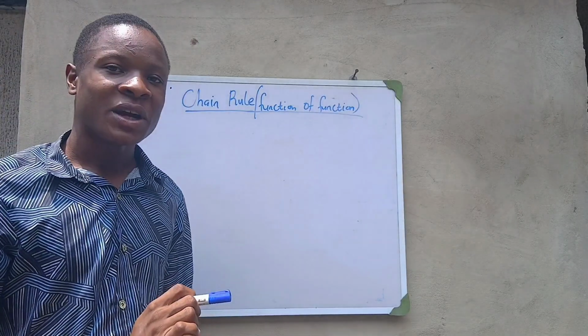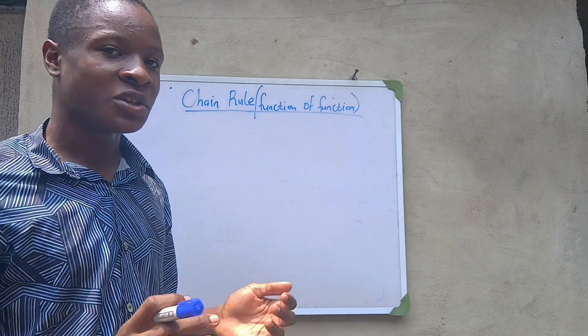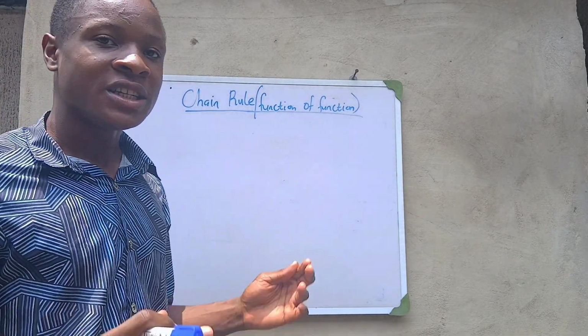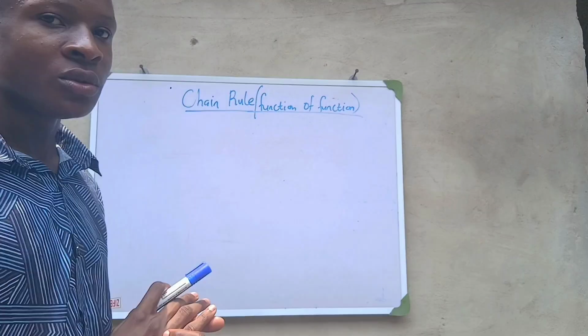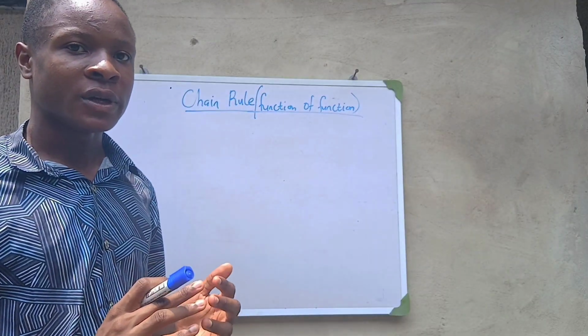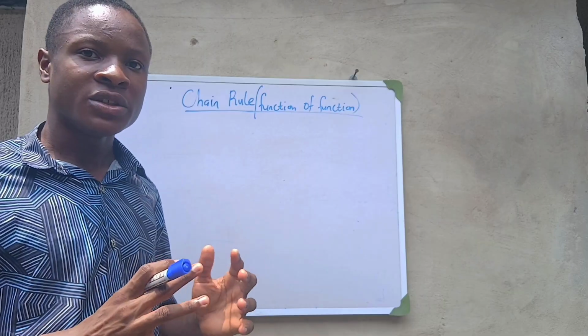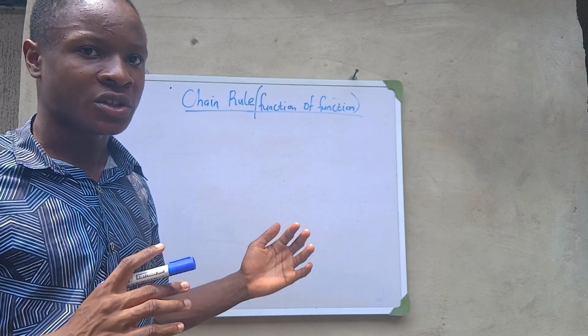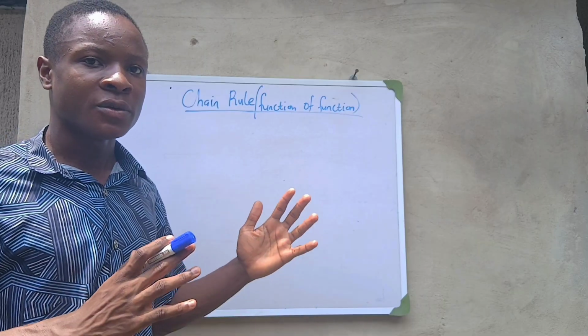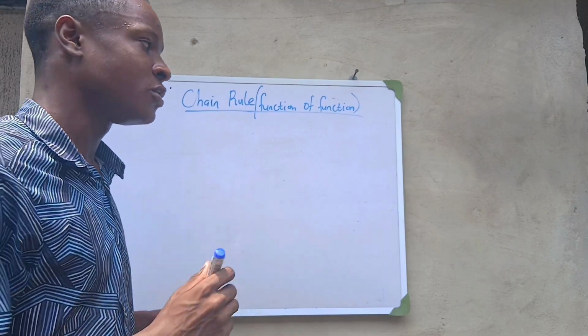So in today's video, we are going to be talking about chain rule, which is also known as function of function. This is another rule of differentiation. It is not used for any kind of function, it's used for a specific kind of function. So when you see this kind of function, you know that you need to use chain rule to solve them. So let me give you this function which you use chain rule to solve.